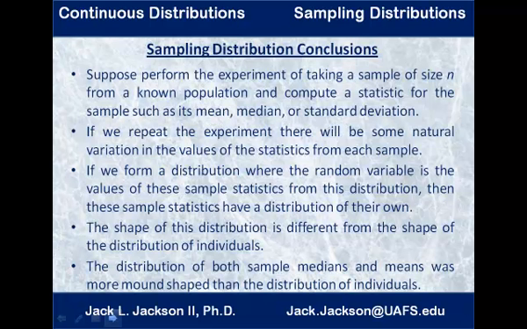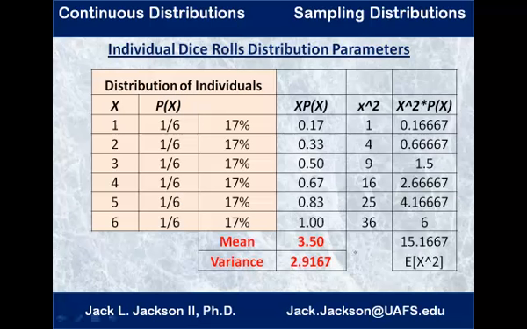But the point is they have a distribution, and this distribution has a different shape. And in the case of both medians and means, it's more mound-shaped. In other words, kind of humped up in the middle, extended up in the middle, and then kind of trailing off down towards zero on the edges. Now, these distributions have parameters. Remember, a population has parameters, sample has statistics. So here's a distribution of our individuals, and we can compute the mean and variance of this distribution.